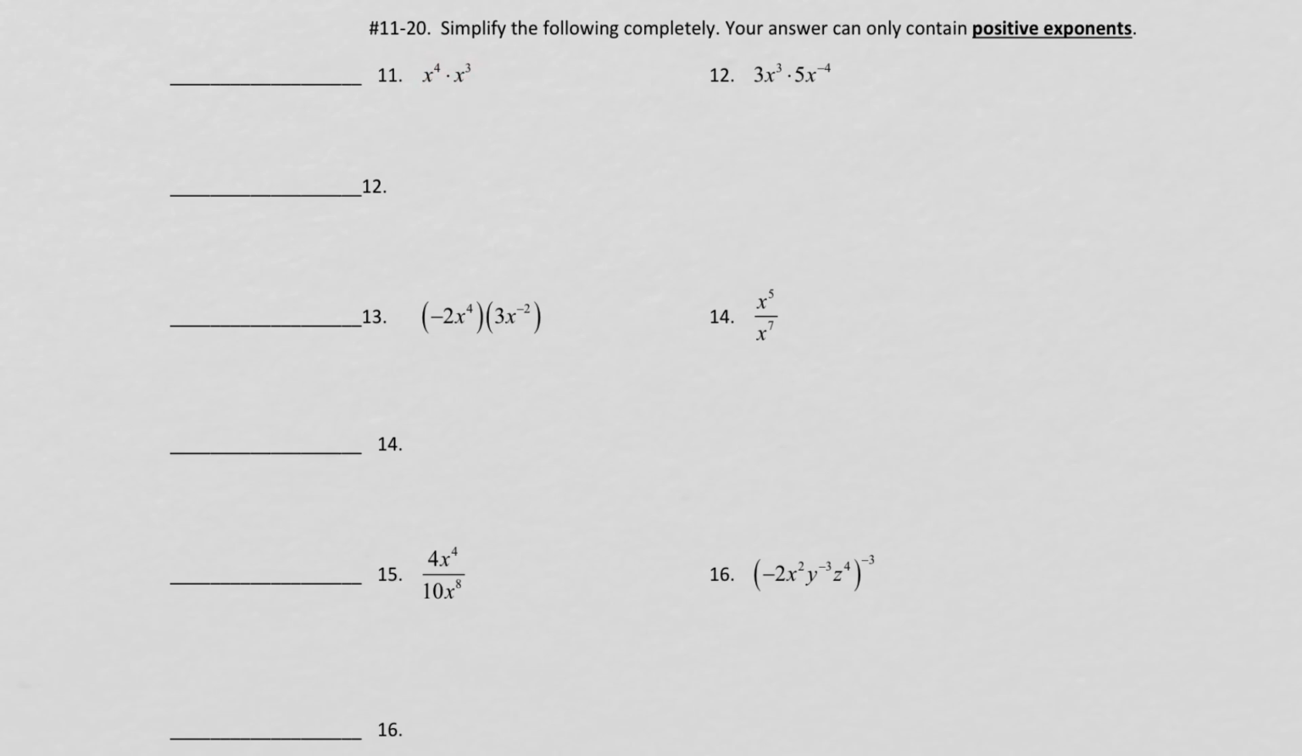When your bases are the same and you're multiplying, you add the exponents. And the reason for that, this is x times x times x times x. This is x times x times x, and so we have a total of 7 of them.